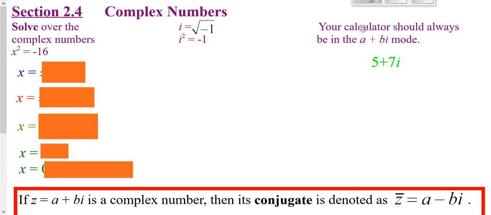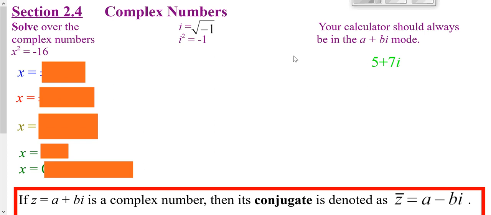Also, on your calculator, if you hit your mode button, arrow down so that the a plus bi is highlighted. So if it's not highlighted, arrow down to a plus bi and hit enter on it.